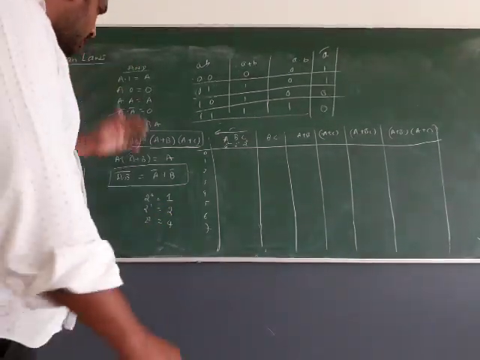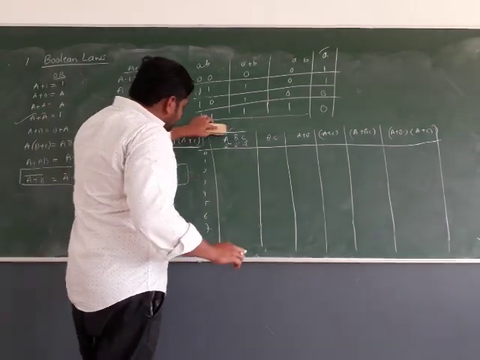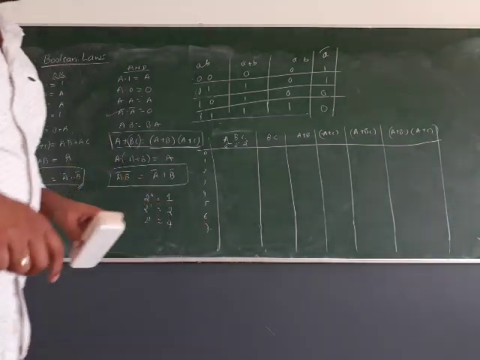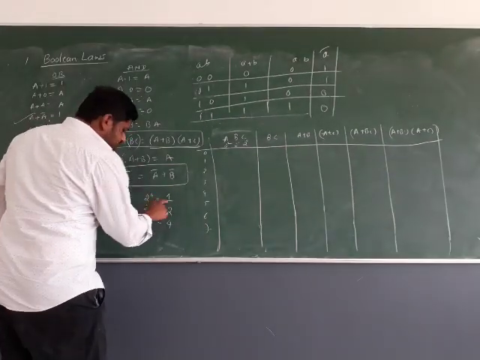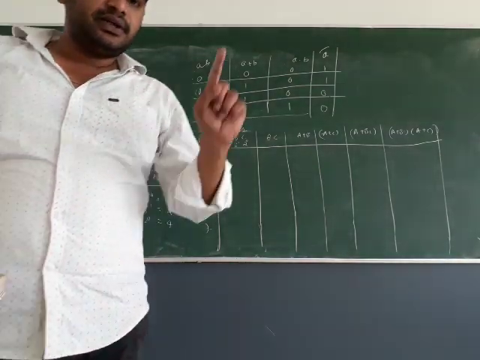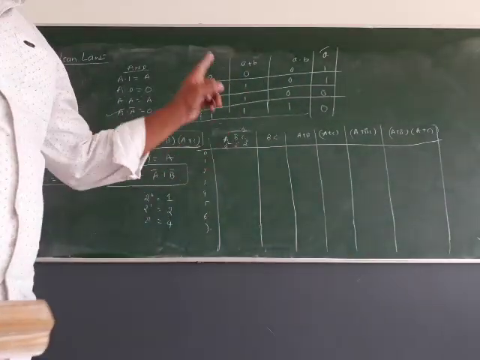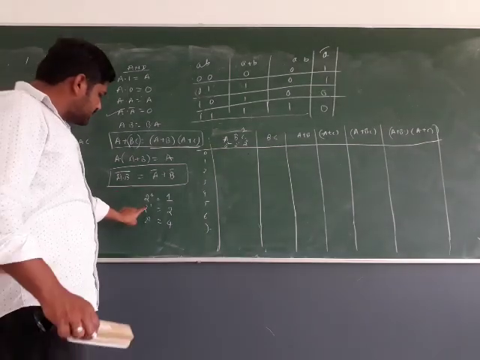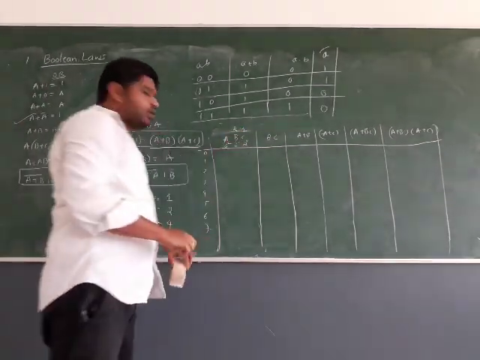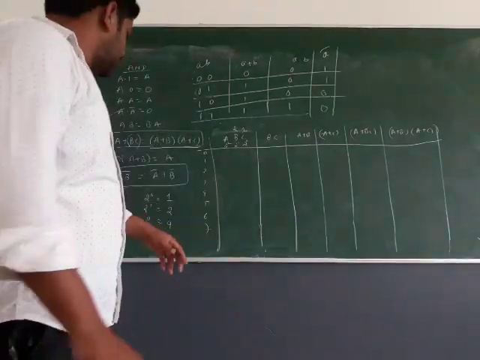Now here I will write the numerical weight in our decimal system. What is 2 raised to 0? 1. Hence, variable C weight is 1. What is variable B weight? That is 2 raised to 1, hence it is 2. The next one is 4.